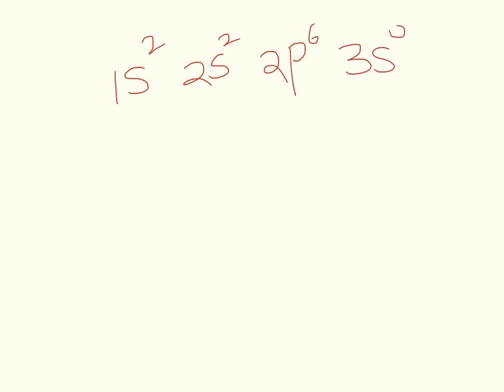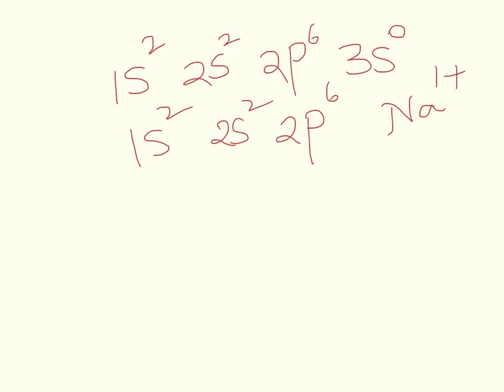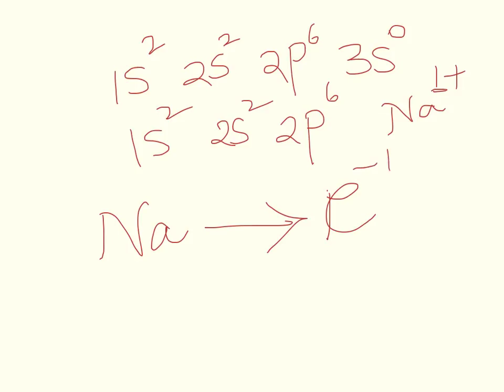So the resultant configuration would be 1s2, 2s2, 2p6, 3s0. You can simply write it as 1s2, 2s2, 2p6. So this is the configuration of the sodium 1+ ion. And where does this 1 come from? The 1 is coming here because 1 electron has been removed. So if you were to write it in the form of an equation, from the sodium neutral atom, an electron is removed, and you get Na+, the sodium plus 1 ion. So this is the positive ion.